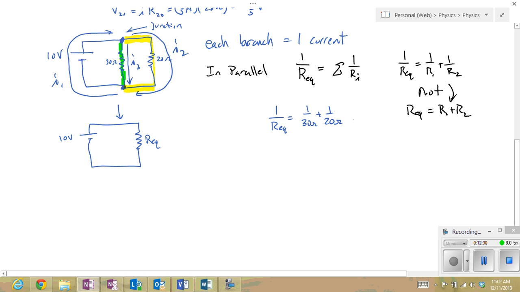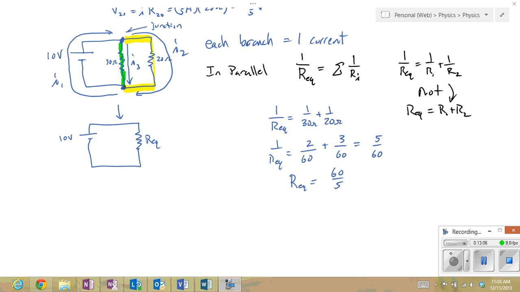So I would now need to get the sum of that. I can do common denominators, or I can go ahead and do it on my calculator. Here, the common denominator is going to be 60 in this case. So I can multiply this first one by 2. So I could get 2 over 60 plus 3 over 60, which would be the same as 5 over 60, which is 1 over R equivalent. Therefore, R equivalent is equal to 60 over 5, which is equal to 12 ohms.